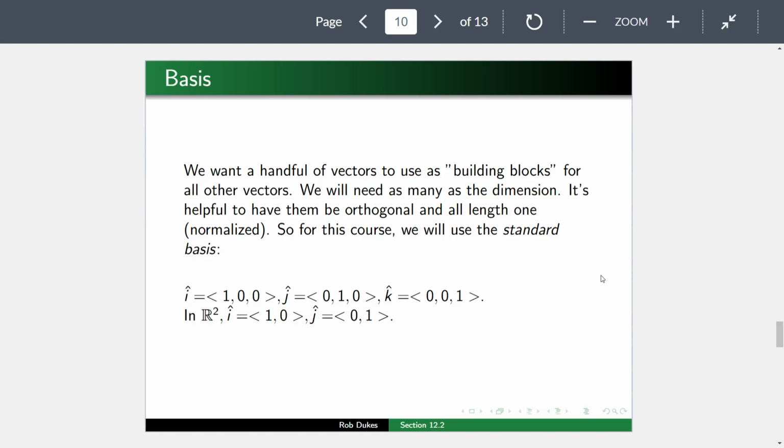These are all length 1. They're all at right angles to each other. If we're in 2 dimensions, you would just drop the third component. i would be (1, 0), j would be (0, 1). And these little hats on them are just to indicate that they're special vectors.